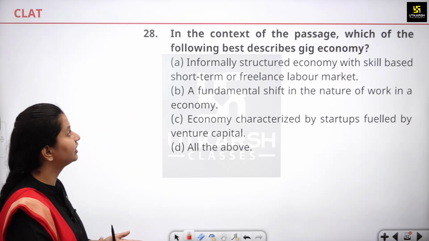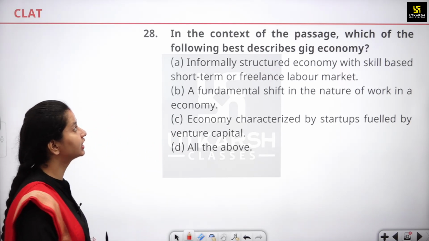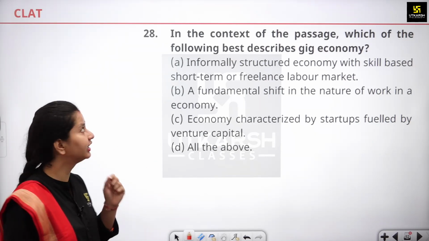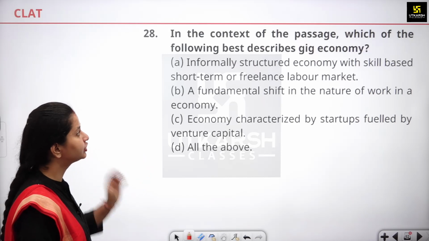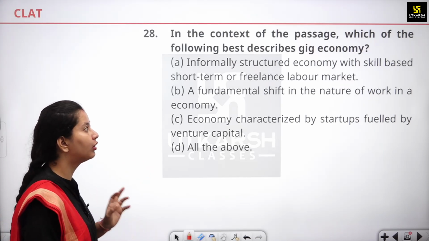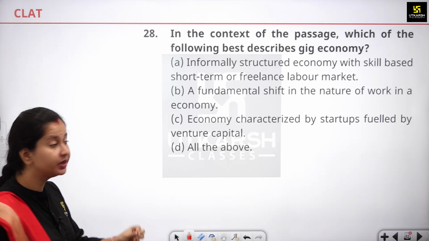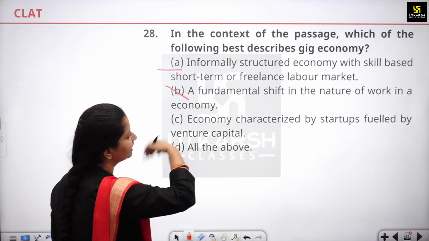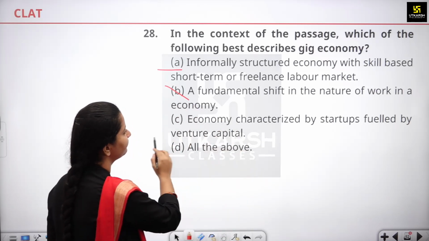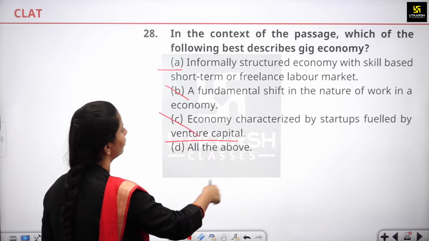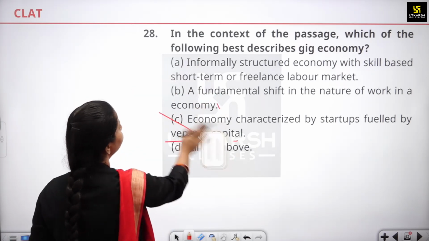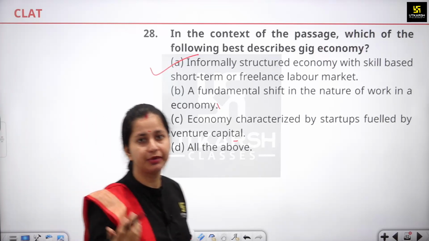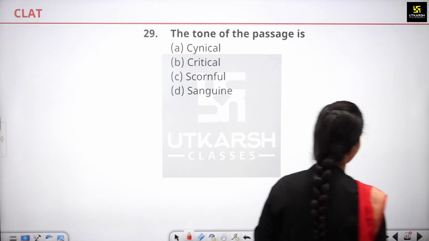Next question, in the context of passage, which of the following best describes gig economy? Passage के अकॉर्डिंग इनमें से कौन सा गिग इकोनॉमी को बेहतर तरीके से समझा सकता है? Informally structured economy with skill based short term or freelance labor market, could be the answer. A fundamental shift in the nature of work in the economy, no. Economy characterized by startups, fueled by venture capital, these are not called gig economy. The gig economy is the informally structured economy with skill based short term, जो short term के लिए होती है, temporary होती है, freelance होती है, that is called as gig economy.